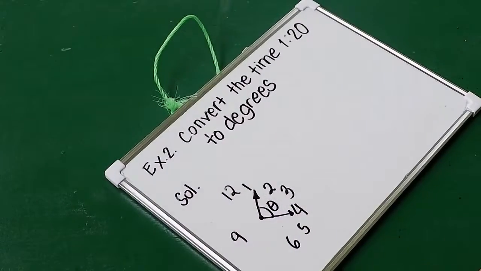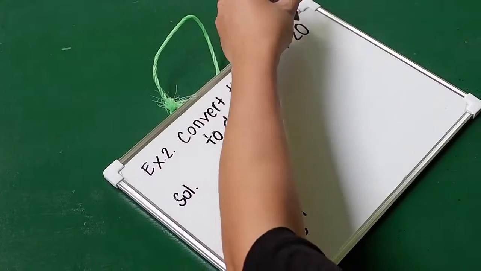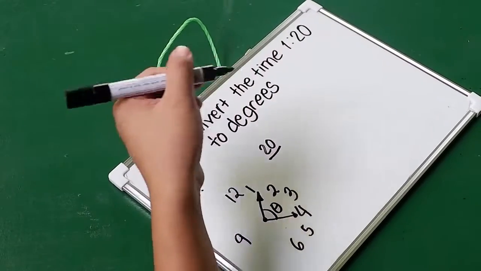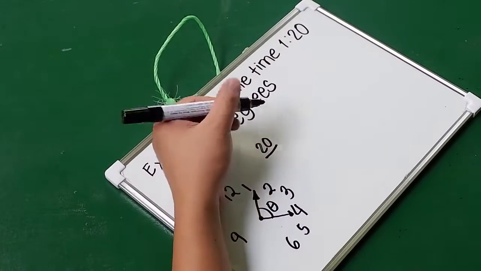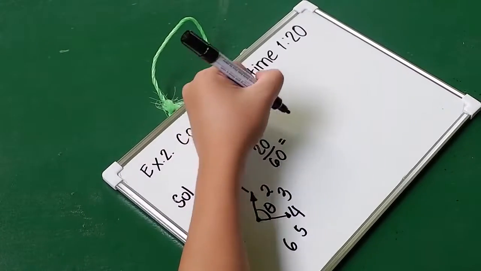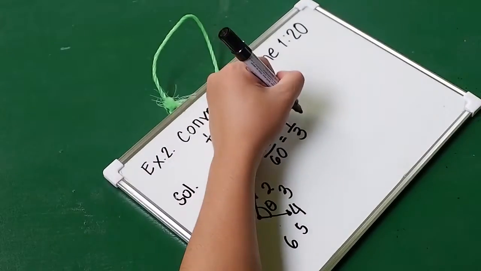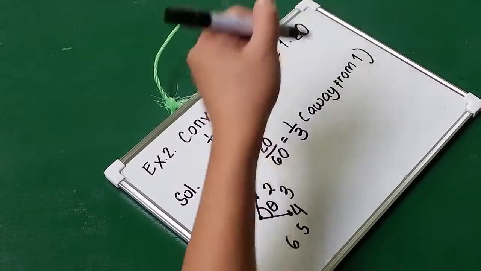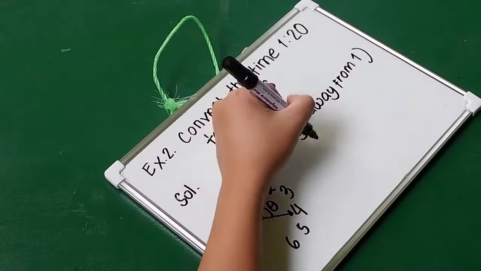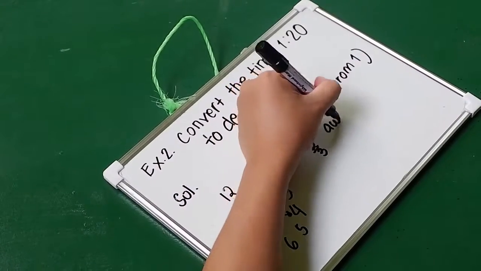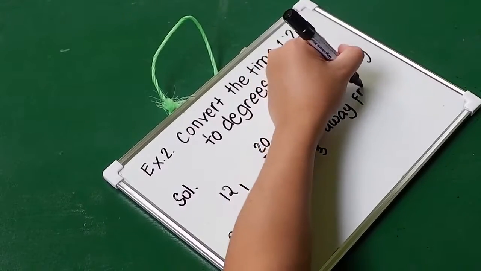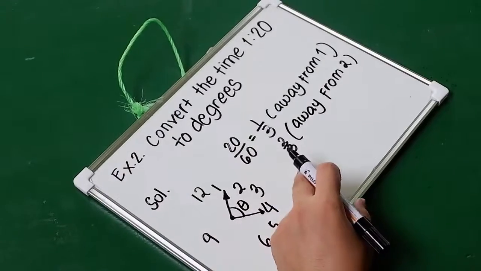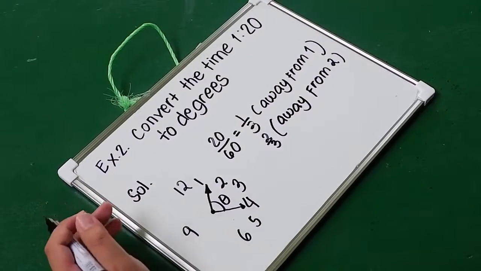So for the solution, one technique to solve this is first we're going to get the minute. We have 20 minutes here, and we said earlier that in 1 hour there are 60 minutes. So it's 1/3 away from 1. If it's 1/3 away from 1, meaning it's 2/3 away from 2. From this, we are already able to solve the angle between them.